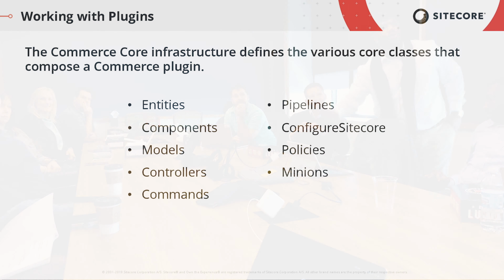Okay. Real quick, working with plugins. Plugins are composed of these items here. These are the biggest ones: entities, components, models, controllers, and commands. An entity is actually a view, something that goes on the commerce tool itself. A component is, think of it as just a JSON object with additional data that gets stored on top of another JSON object. You guys know what models and controllers are.